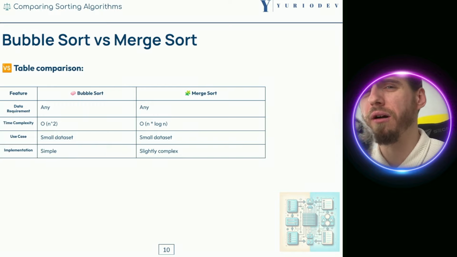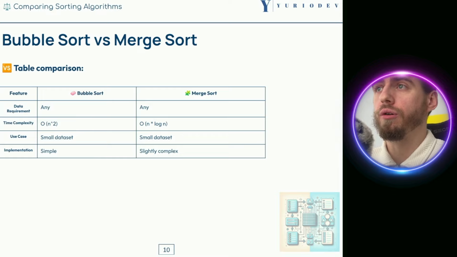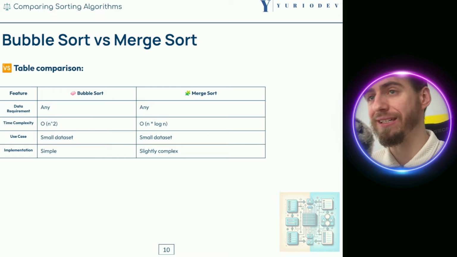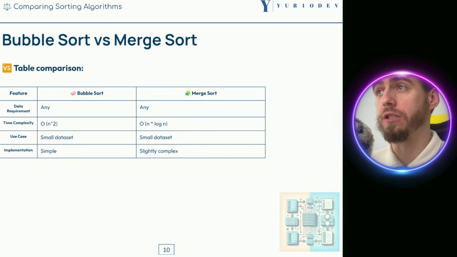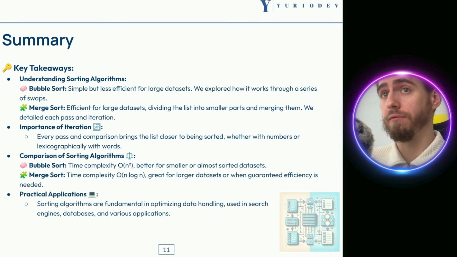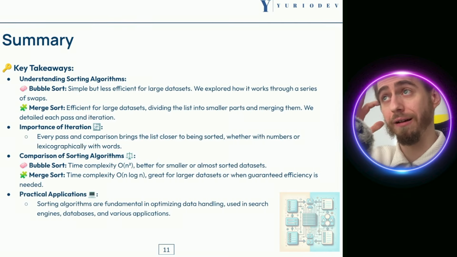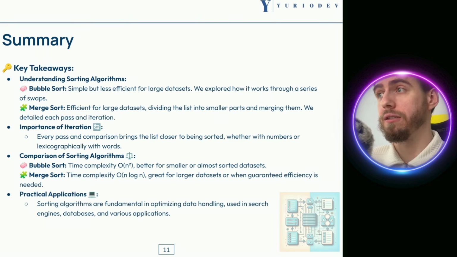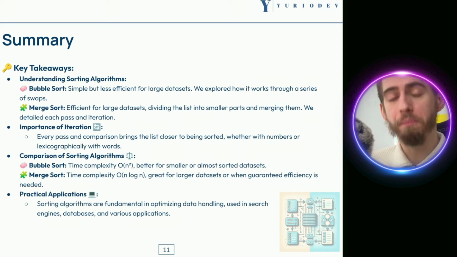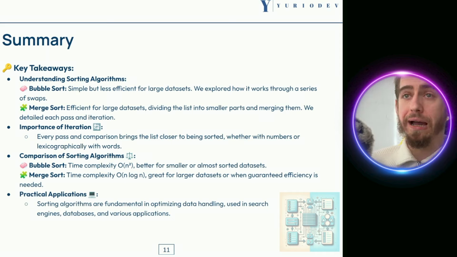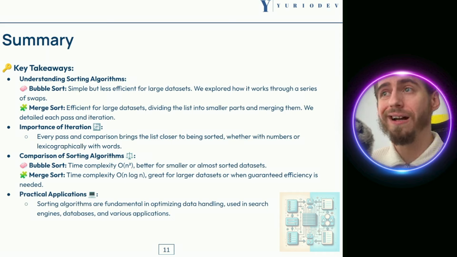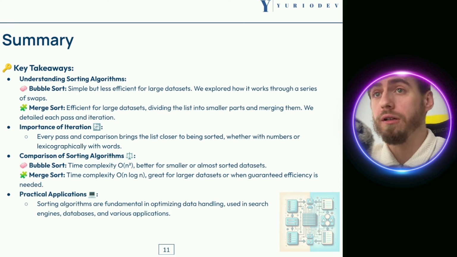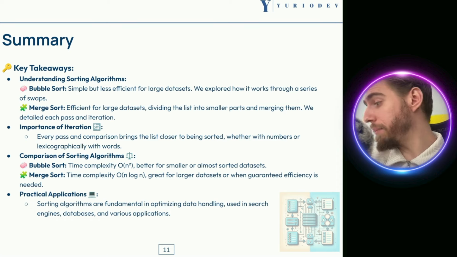I was thinking about writing pseudocode and Python code for you, but I want you to try to practice it as your homework. I will also post it as notes. So today we understood the difference between bubble sort and merge sort. We understood the importance of iteration, how these passes work, what iterations we use. We discussed what time complexity is, how it works, and its practical application.